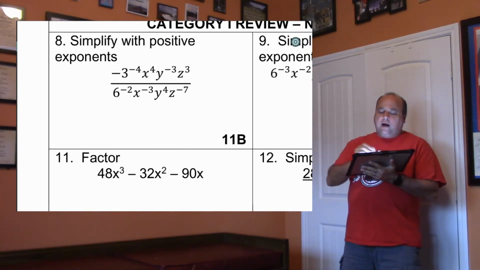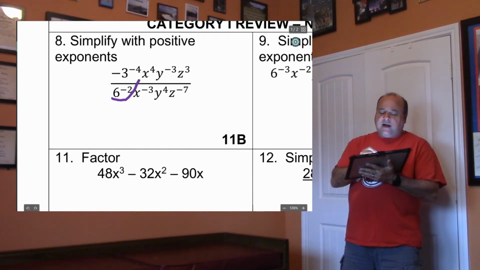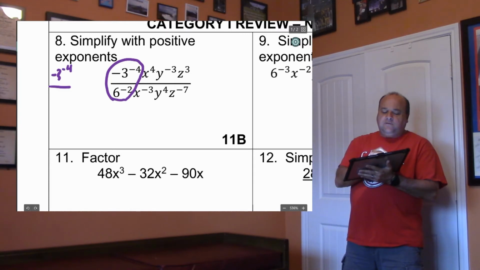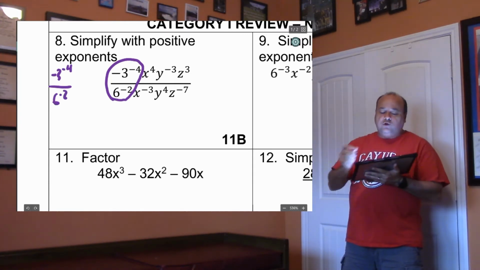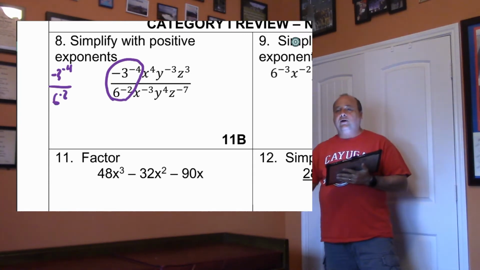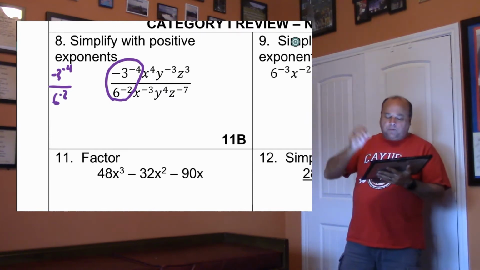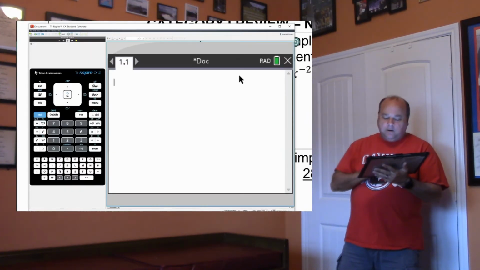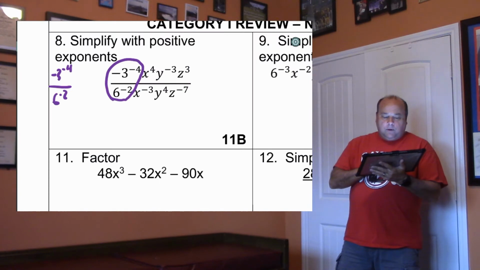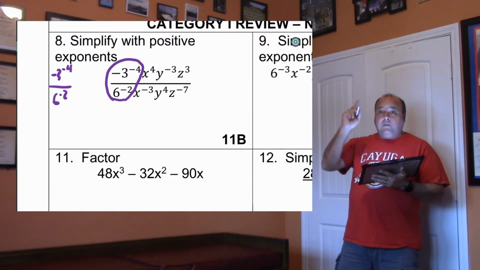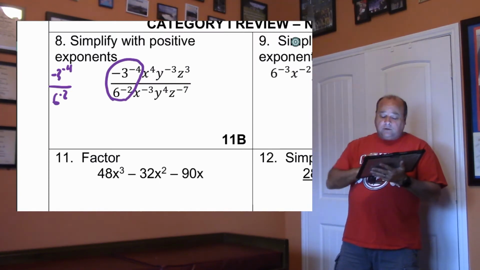What you want to do right off the bat is just do this calculation right here. So if you were to punch negative 3 to the negative 4 over 6 to the negative 2 in the calculator, it will give you just the number part. So let's go to the calculator. Let me remember, negative 3 to the negative. Remember, the negative is not in a parentheses. So this should be a negative answer.